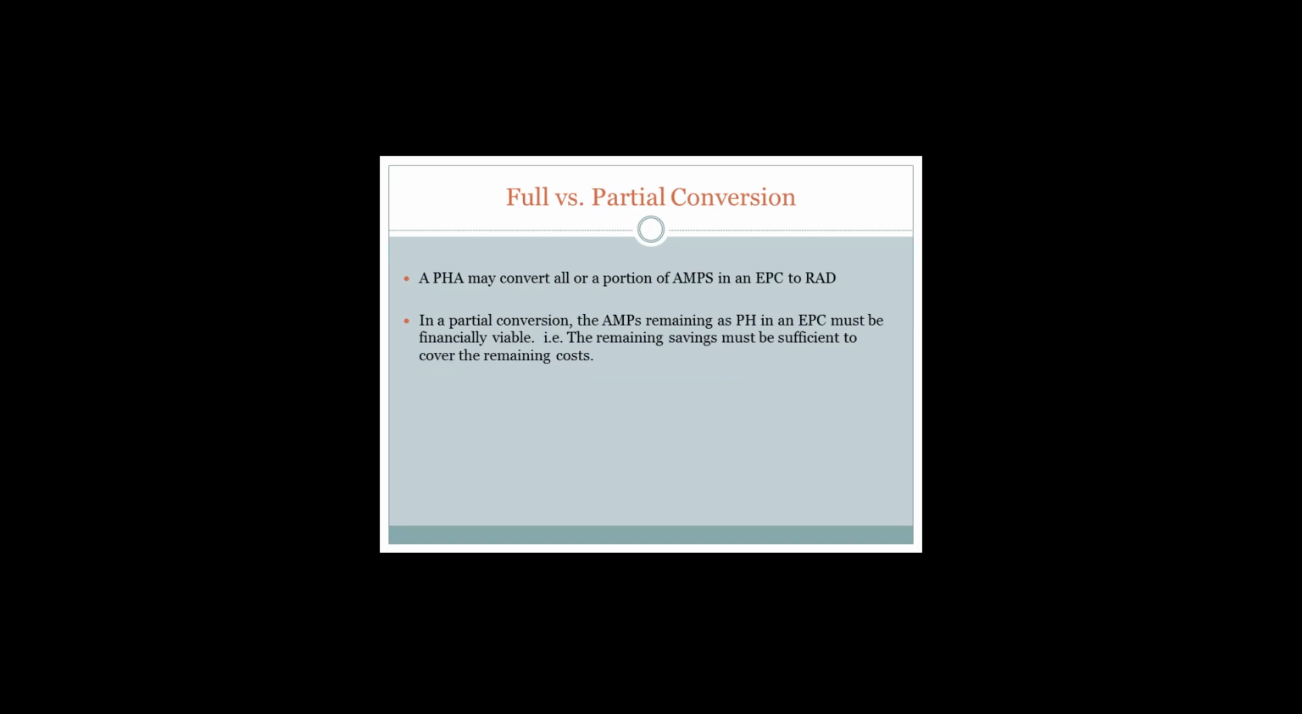So again, full versus partial conversion. The simplest way to move into RAD, if you are wanting to take AMPs that are in an EPC to RAD, is to do the whole EPC, all of the AMPs that are under the EPC umbrella at once, because then you will not have to figure out how to break them apart from each other.